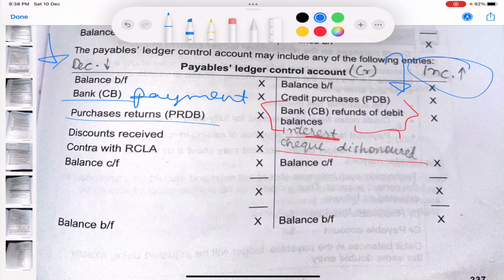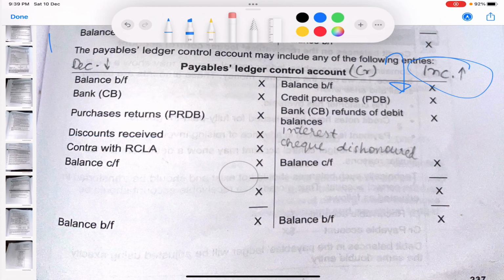Purchase return. Okay, obviously. So when I have purchased something from someone, my payables increase, but if I'm returning their purchases back to them, my payables decrease. Discount received. If someone has given me a discount, so my payables will reduce, right? Contra, we will come to that. So this is the payables ledger control account. So I hope you've understood the whole thing, right?